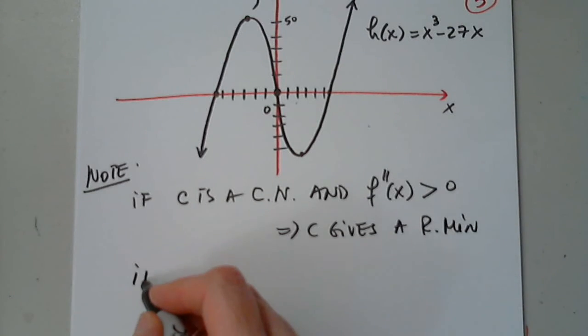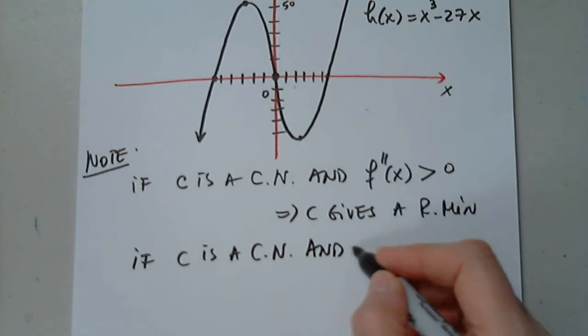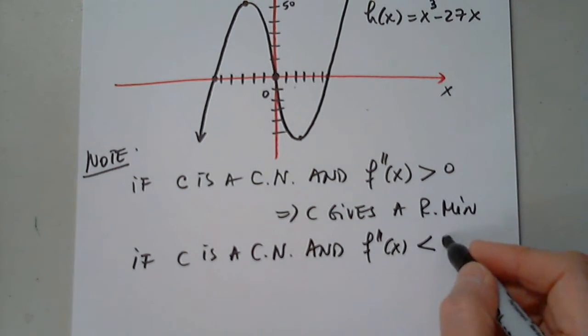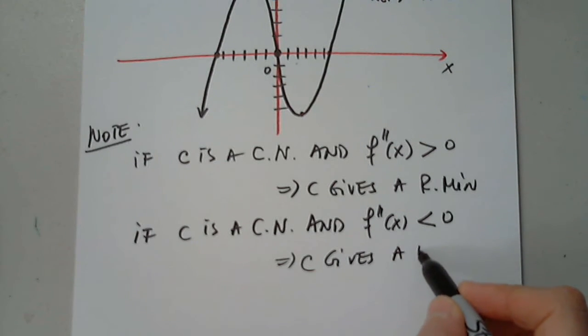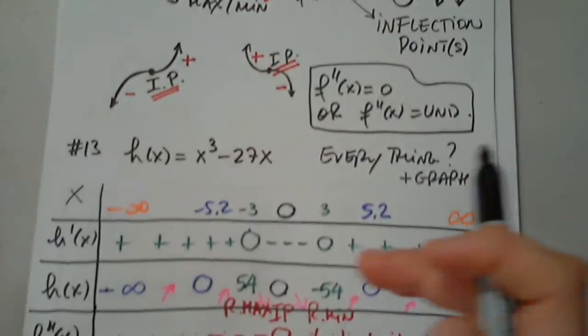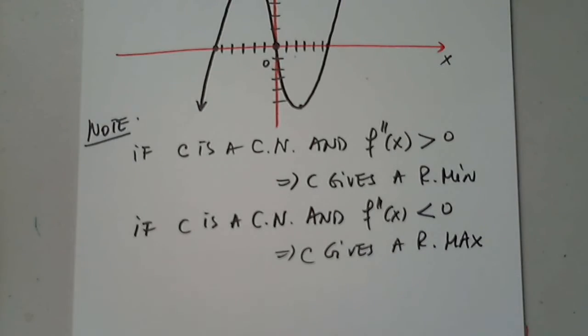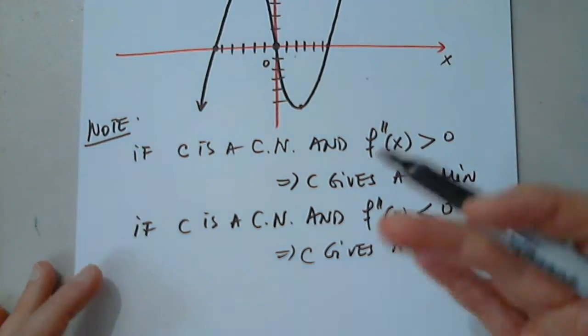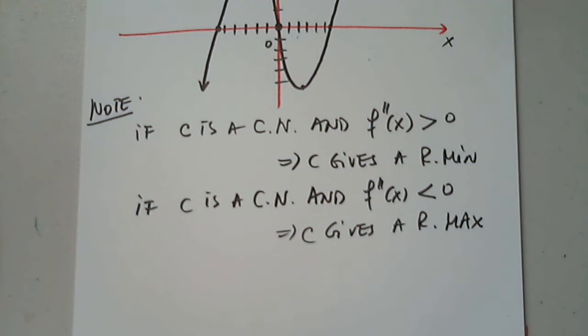The same thing. If C is a critical number and the second derivative is less than 0, then of course C gives a relative max. Do I need this? No. I don't need it if you follow these steps. You find the sign of the first derivative and the sequence of steps that we presented today. If you want to use it, it means that you will determine the sign of the first derivative based on this. That's up to you.